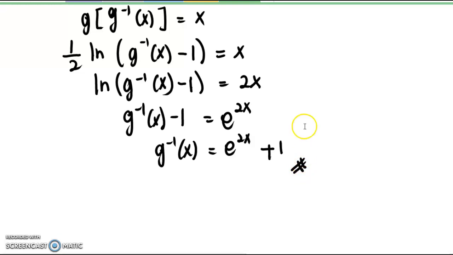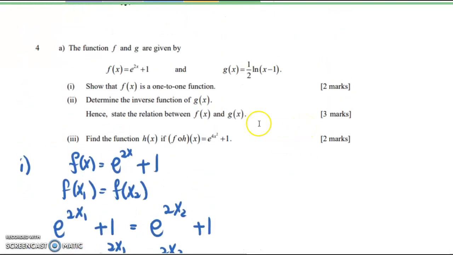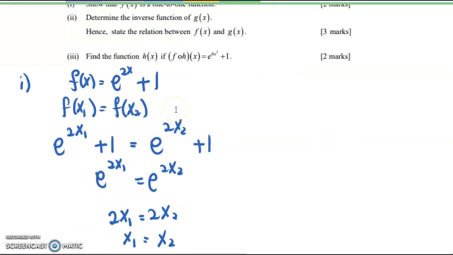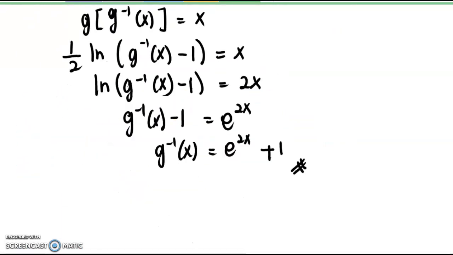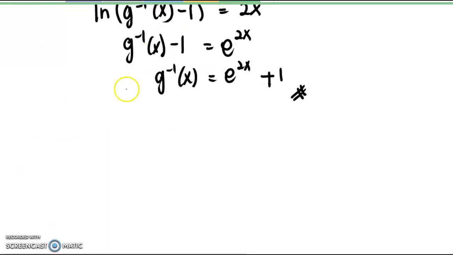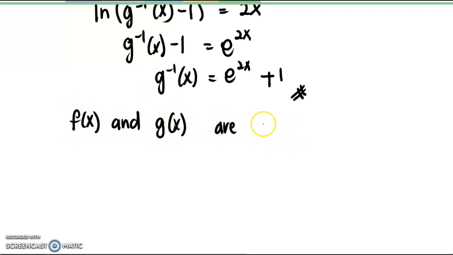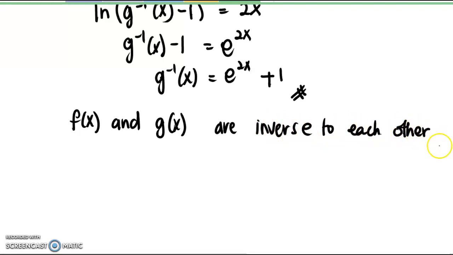Okay, so soalan hence state the relation. Okay, relation yang ini awak tulis macam ni. f(x) and g(x) are inverse to each other. Okay, statement ini je paling baik.